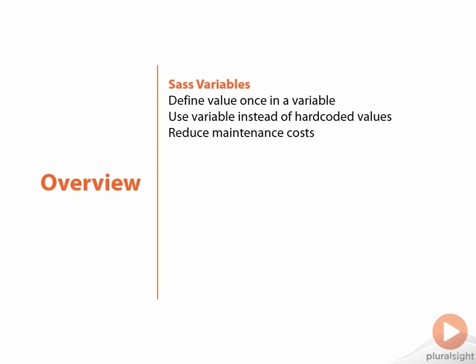SASS variables are a way that we can define a value once and give it a named variable, and then instead of using hard-coded values throughout our CSS, we can instead use this defined variable. So this means that rather than having to search and replace through a file for hard-coded values, we can instead just make the change once in the SASS variable, and when we compile to CSS, this variable will be changed in all of the places that it's referenced in our SASS file.